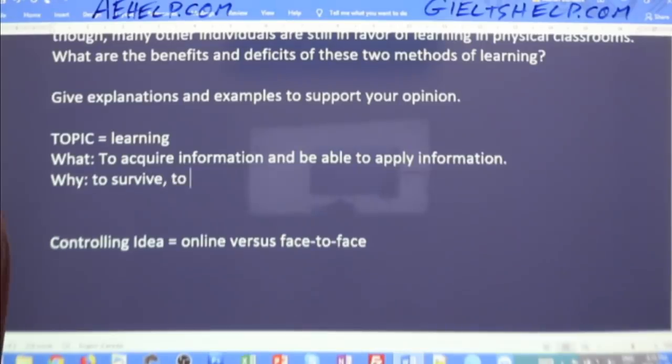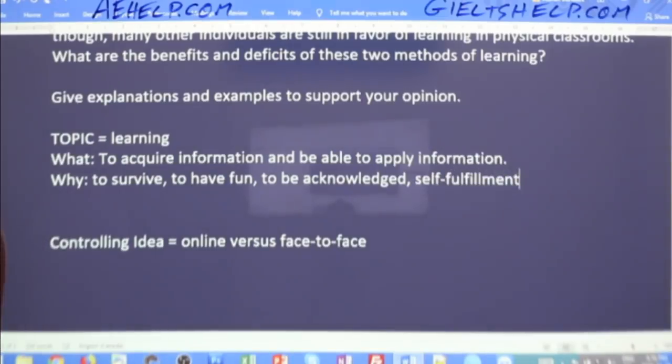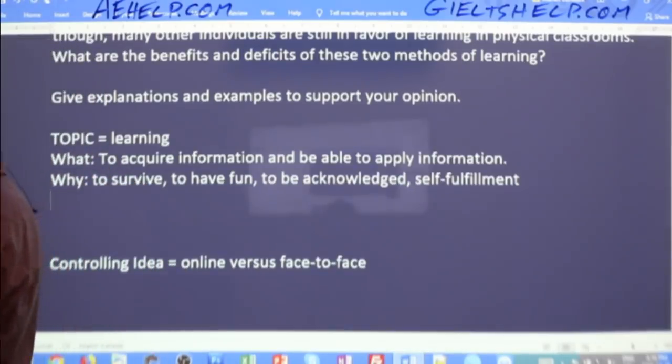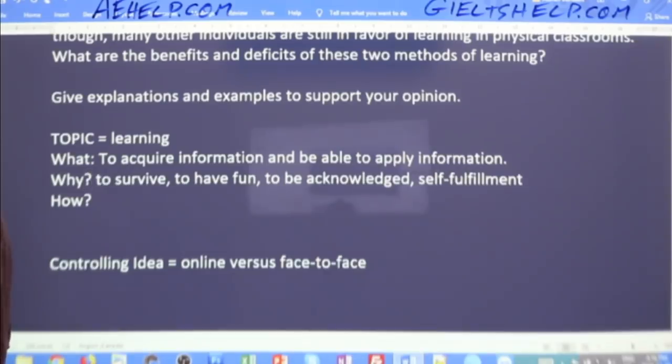To survive, to have fun, to be acknowledged, and self-fulfillment. Right? Those are some reasons why we learn. How do we learn? There are many, many ways. You don't really need to answer that question of how in this case, simply because the how here is the controlling idea of online versus face-to-face.